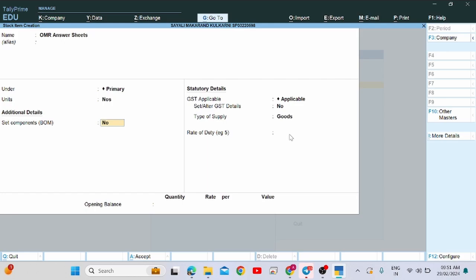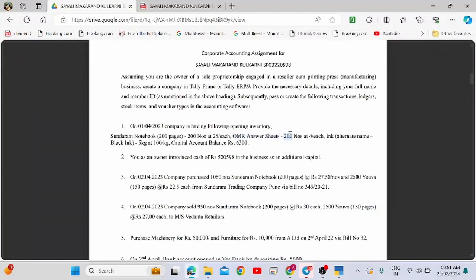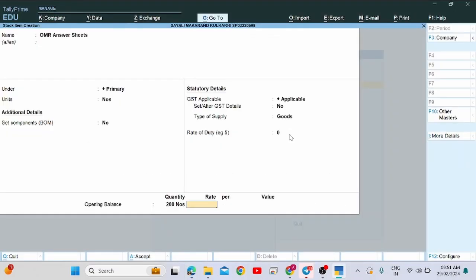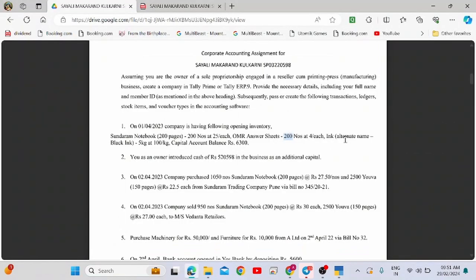These sheets are also in number. Therefore, how many are we having? 200. Say 200, and then at rate 4, accepted. Then after this we will create this ink stock item.